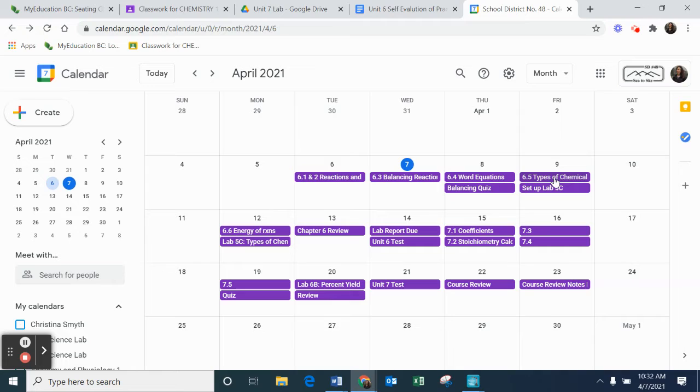On Friday, we're going to do types of chemical reactions, and then we're setting up for a lab. So we'll do a similar process to what we did for the last lab, where we set up together, and you all read through the procedure and make sure you're really solid on what we're doing on Monday. At which point we're going to start off with a lab, and it's called types of chemical reactions.